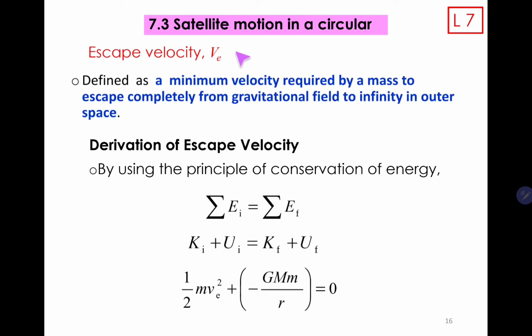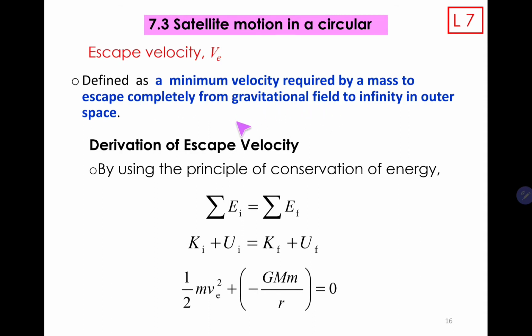Escape velocity, the symbol is VE, is defined as the minimum velocity required by a mass to escape completely from the gravitational field to infinity in outer space. There is no more effect by gravity, because the object has escaped completely from the gravitational field.